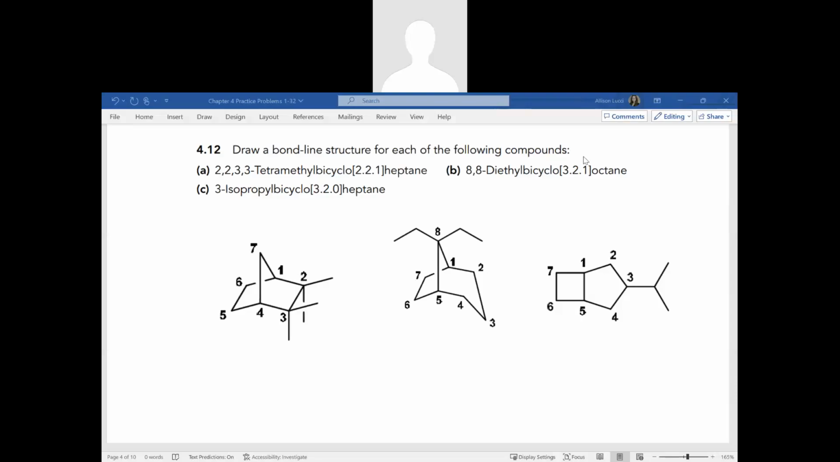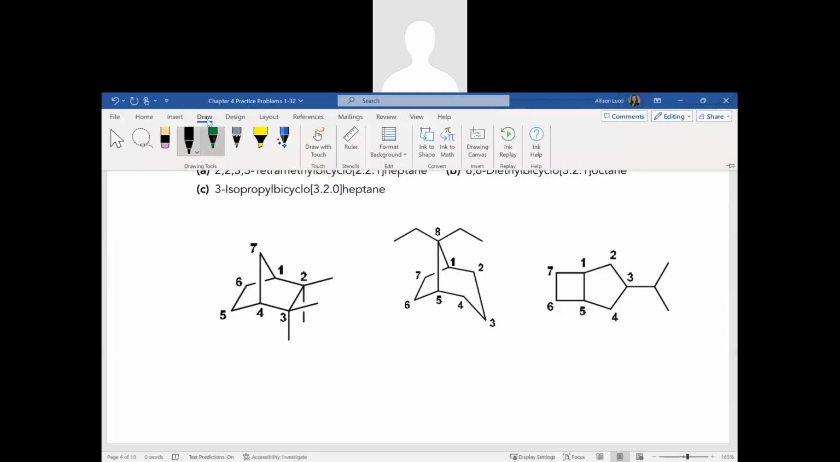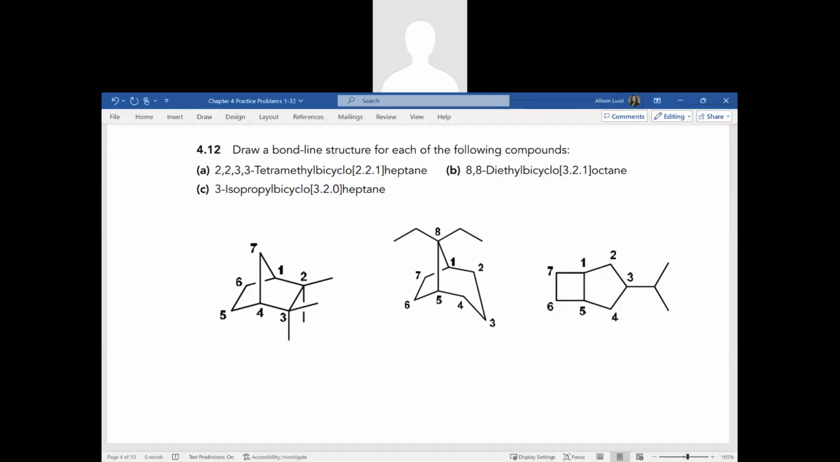In problem 12 from chapter 4, we're asked to draw bond line structures for each of these compounds that are named in parts A, B, and C here. So I have the structures with the carbons numbered here for us. So let's take a look here at the answer for A.